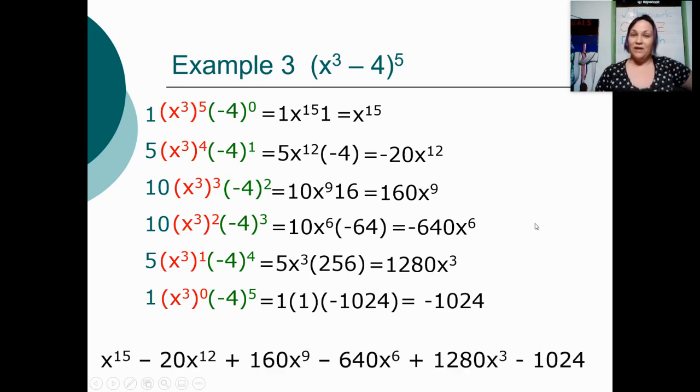So here's the pattern that kind of happens when you have subtracting in your binomial instead of adding: every other term will be subtracting, a negative. So our first term is a positive, but our second term is subtracting. Then we have adding, subtracting, adding, subtracting. So you can always just make sure that that pattern happens where it goes every other one.